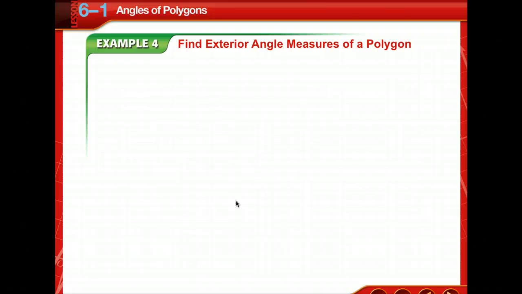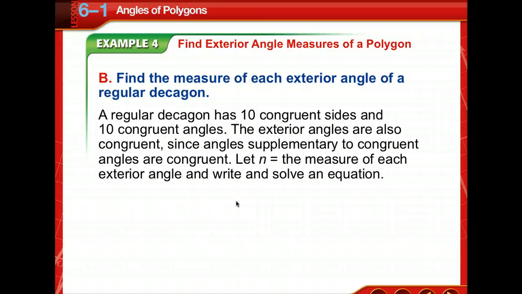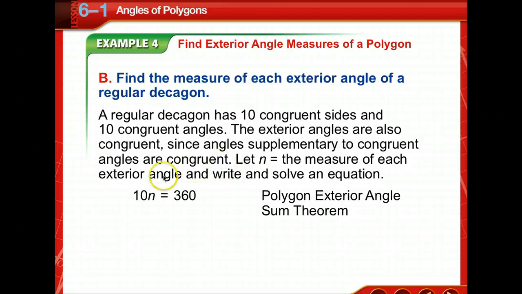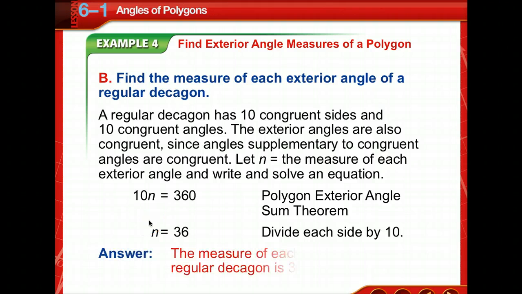Okay, very good. Let's find the measure of each exterior angle of a regular decagon. A regular decagon has 10 congruent sides. So 10n is equal to 360. We're simply taking 360 and dividing it by the number of sides so that we know the measure of each exterior angle of a regular decagon. Regular means they all have the same measure. It's 36.